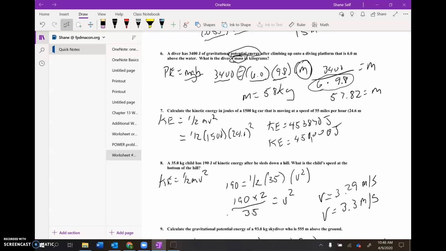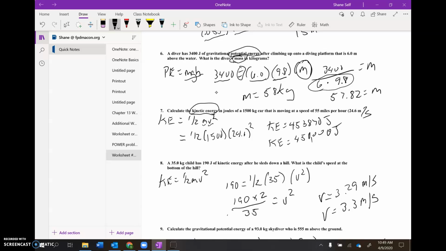Number 7. Calculate the kinetic energy in joules of a 1,500 kilogram car that is moving at a speed of 55 miles per hour, or 24.6 meters per second. Same thing. This is a kinetic energy problem. What do they want? Kinetic energy. The formula for kinetic energy is 1/2 times the mass times velocity squared.